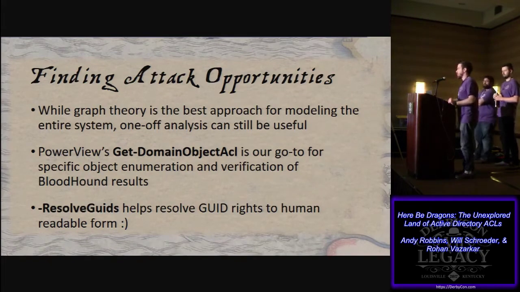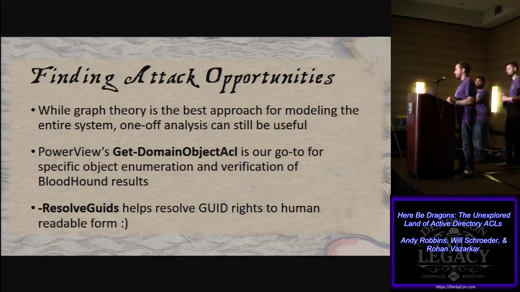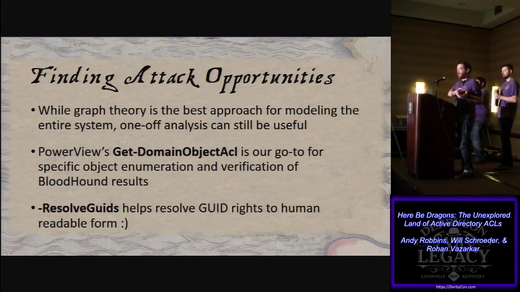So the function is Get-DomainObjectAcl. This is our go-to. This will return all the ACE entries for a particular object that you want to enumerate. Also, if you're not aware, if you use the -ResolveGUIDs flag, this will resolve in the forest schema all the GUID mappings to their human readable names. So instead of the super long GUID, it'll tell you ForceChangePassword or WriteMembers or things like that. So that probably should be on by default, but if you're ever playing with this, always remember the -ResolveGUIDs.